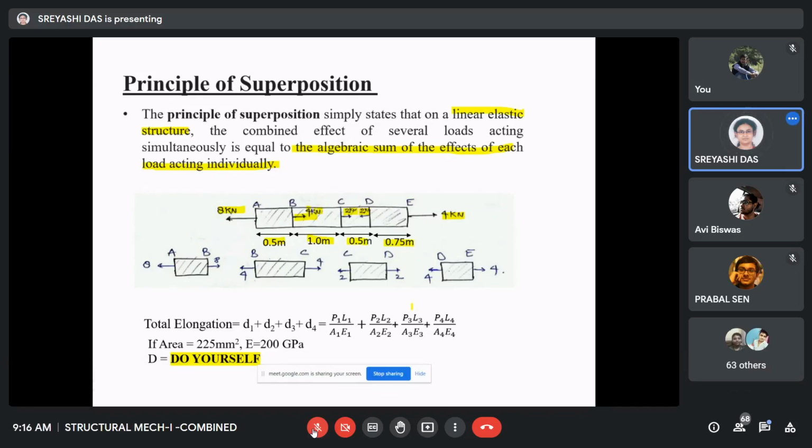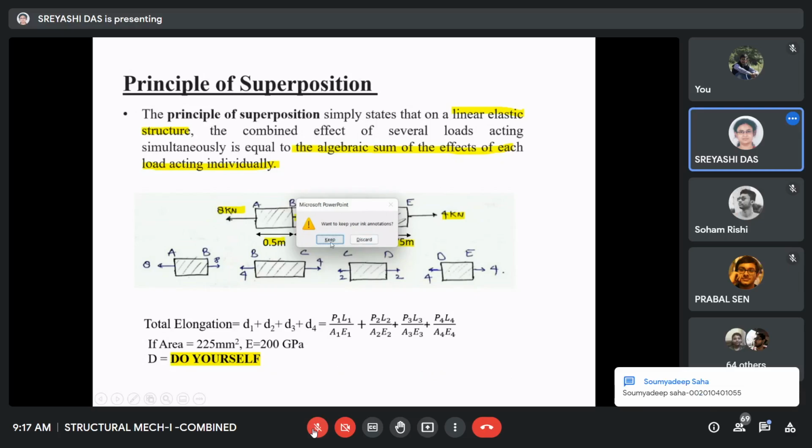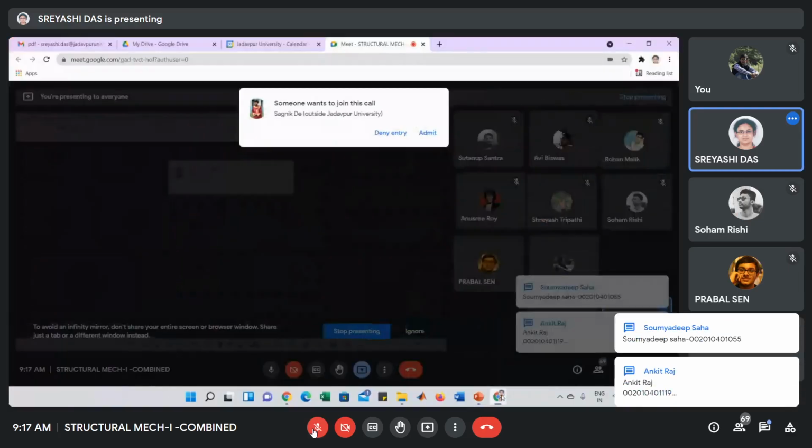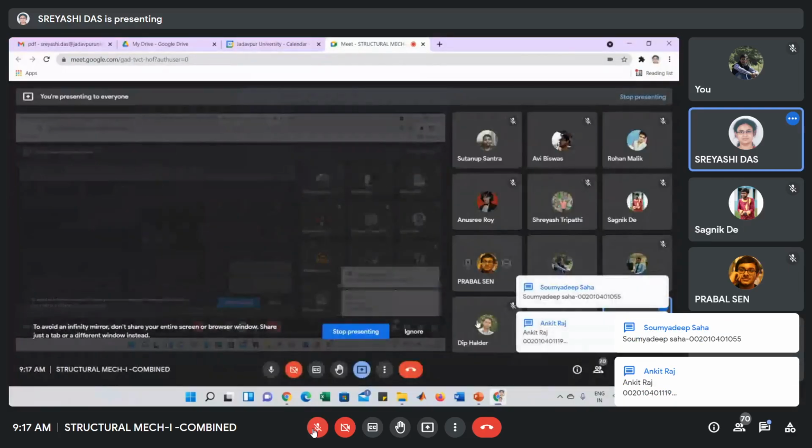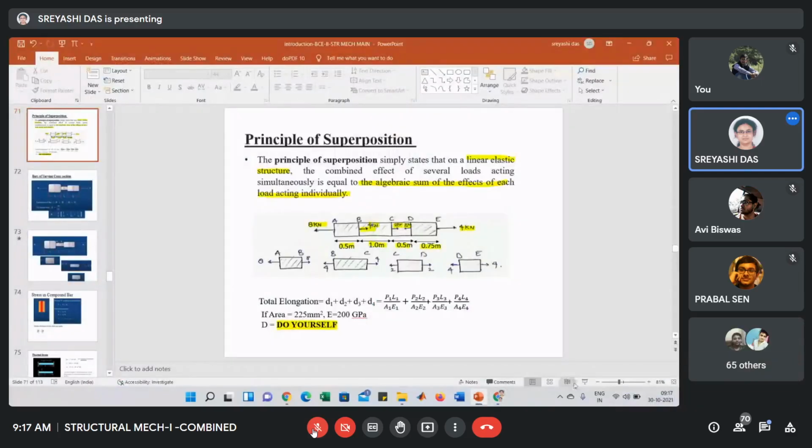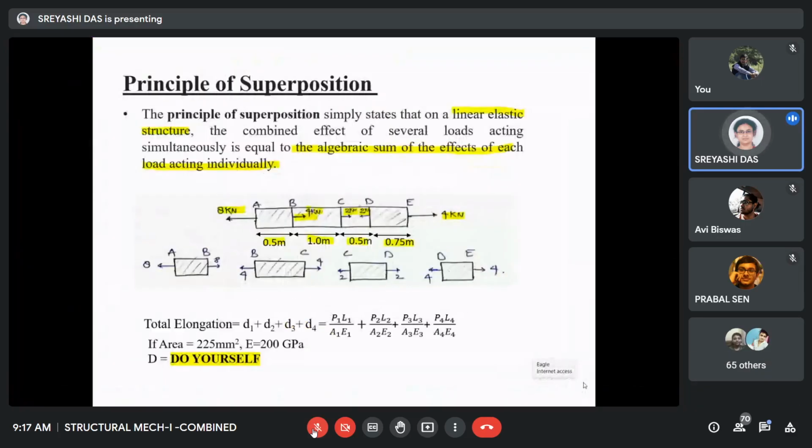Now how to get that? To get the total elongation, we first have to draw the free body diagram. Now, to draw this free body diagram, how can we do this?